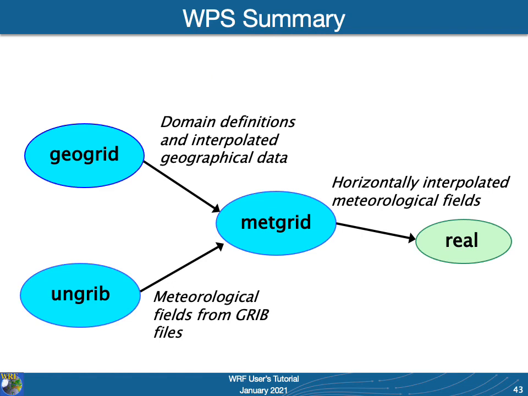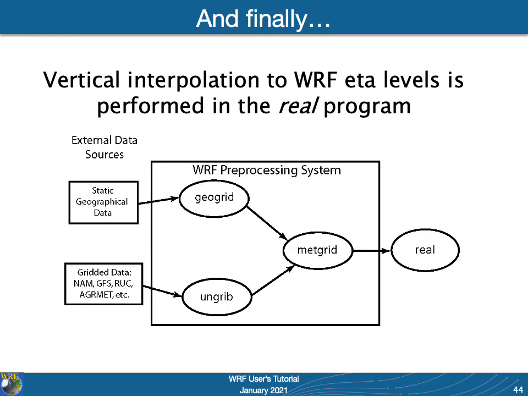So we can summarize the work of the WPS as follows. The Geogrid program is the program that we use to define our simulation domains and to interpolate time-invariant geographical datasets onto those domains. The Ungrib program is used to process meteorological fields from GRIB files and to write those data into a very easy to work with format. The Metgrid program horizontally interpolates meteorological fields onto our model domains, and the output of the Metgrid program then is passed off to the real preprocessor. That's discussed in a separate lecture. And it's the real program that handles the vertical interpolation from isobaric or native vertical levels onto the ARW levels that are used in the WRF solver.